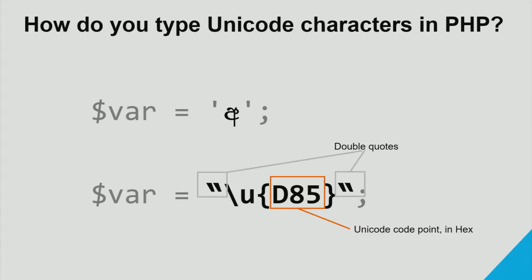with the U. So U means Unicode character. This is a convention, and you can see in many languages they actually use this pattern. So this is how you write Unicode in PHP.